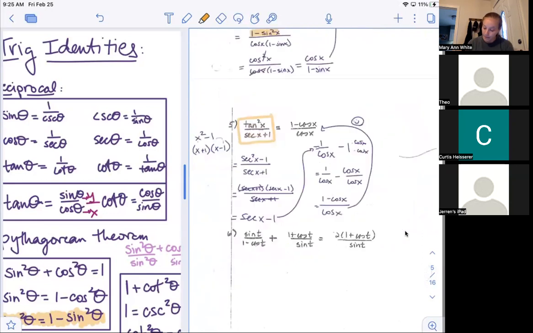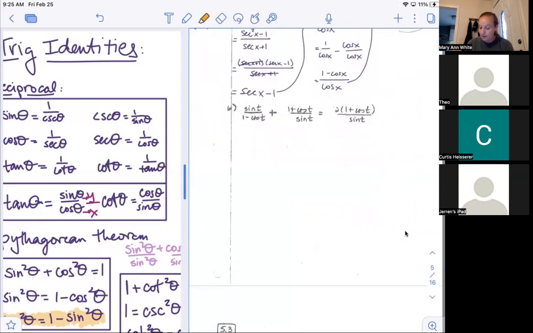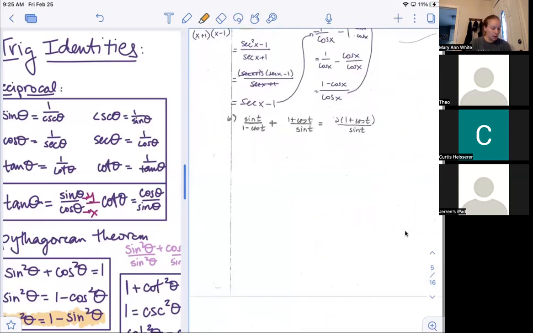Okay. I got one more, and you see how much space that we have for this one. So this is one of the more complicated ones. There's a couple different ways of doing it, but I'll show you the way that I think makes the most sense. Anybody questions before I get into number 6?